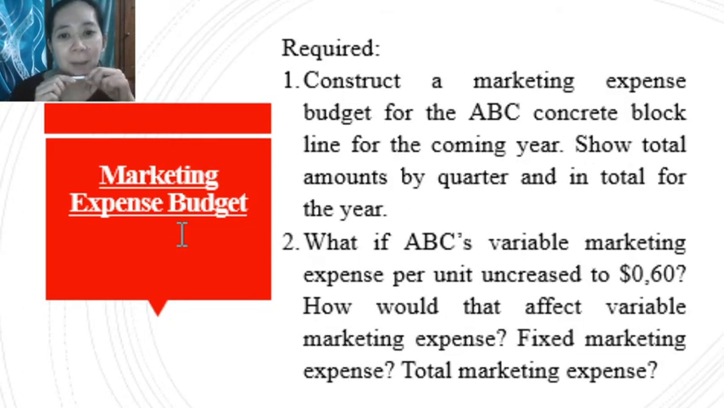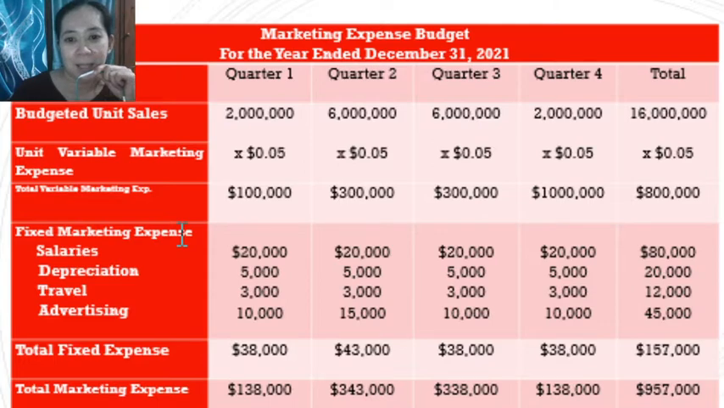Okay, for our requirement number one, we will construct the marketing expense budget for the company. Just like the other budgets, we will show the total amounts by quarter and in total for the year. For the second requirement, what if the company's variable marketing expense per unit increased to $0.06? How would that affect our variable marketing expense? What about the fixed marketing expense and the total marketing expense?